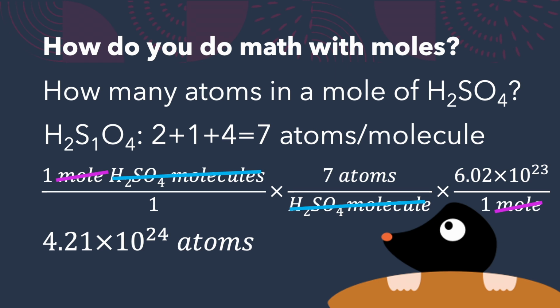Note that our answer has 3 significant figures, although 7 only has 1 significant figure. That's because 7 is an exact number. It couldn't have been 6.8 atoms per molecule or 7.3 atoms per molecule. That's not how molecules work. It had to be exactly 7. Treat exact numbers like they have infinite zeros after them.